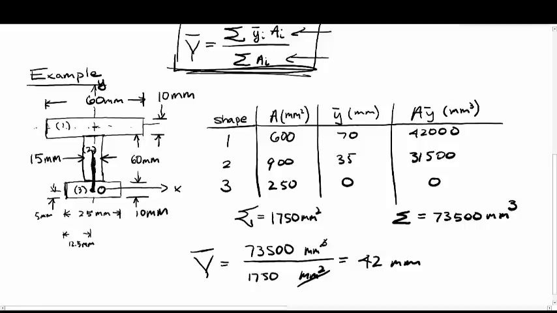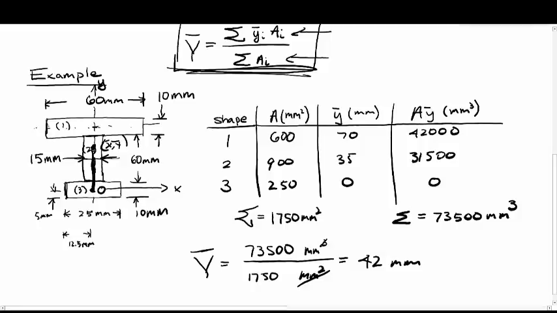So it should be about here, because we know this halfway point right here is 35 millimeters. So 42 is going to be somewhere right here. So that's my X bar, Y bar. Capital X bar, capital Y bar. So that's my centroidal location.